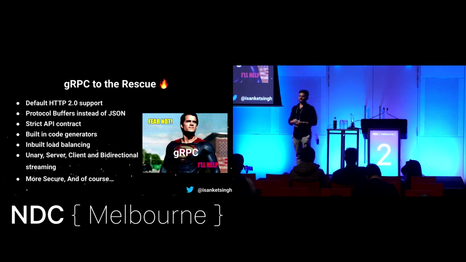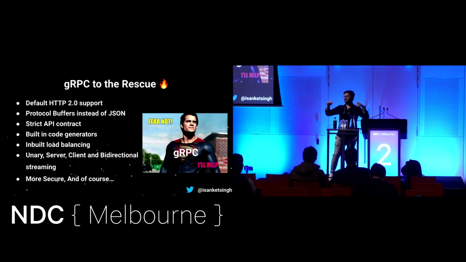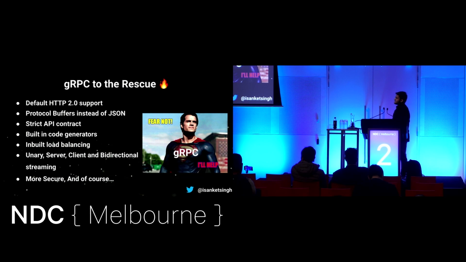But you can say that the problem of different client-side libraries for different languages and frameworks is something that gRPC solves. We'll talk about it. It has services like inbuilt load balancing. And apart from that, for the streaming part, you can do bidirectional streaming as well, server to client streaming as well, client to server streaming as well, and your basic unary requests as well. And it is more secure.